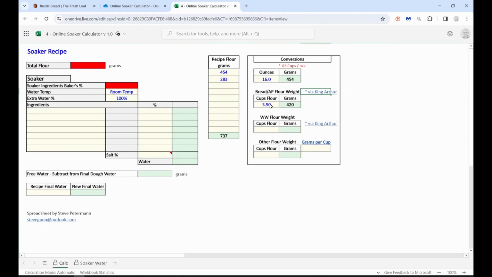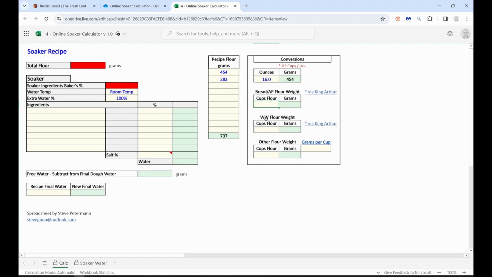Okay, so 3.5 cups is going to end up being 420 here. So that's just an aside about why it's better to use weights if you can. But if your recipe doesn't have that, then you can use this section. So let me explain a little more about this. This particular conversion here is for bread and AP flour, because flours vary in weight by volume.